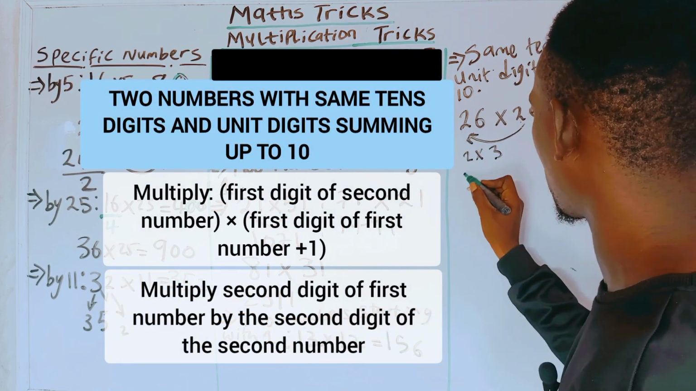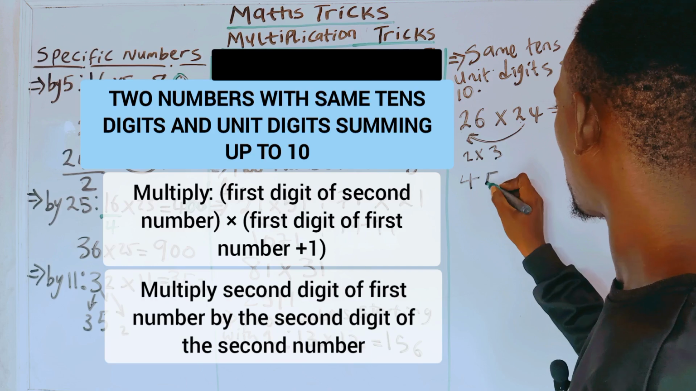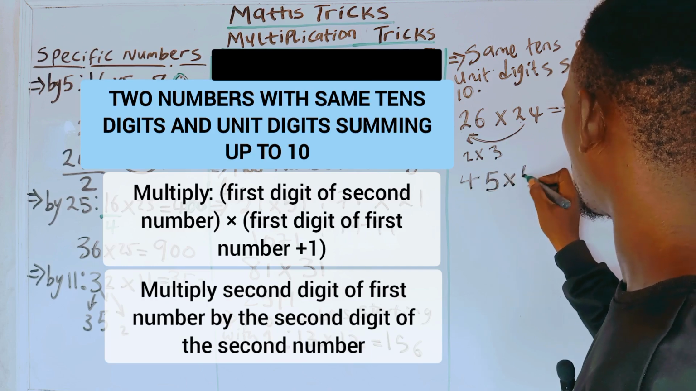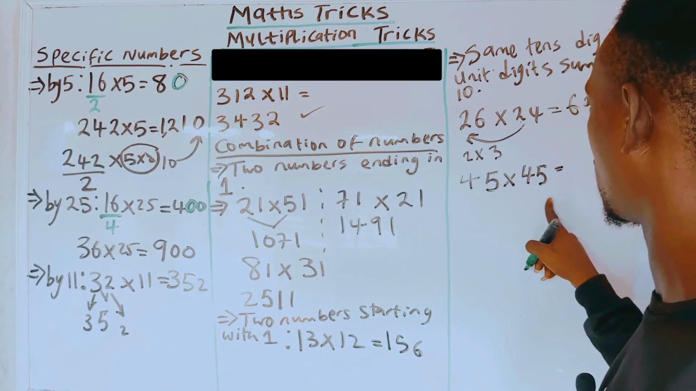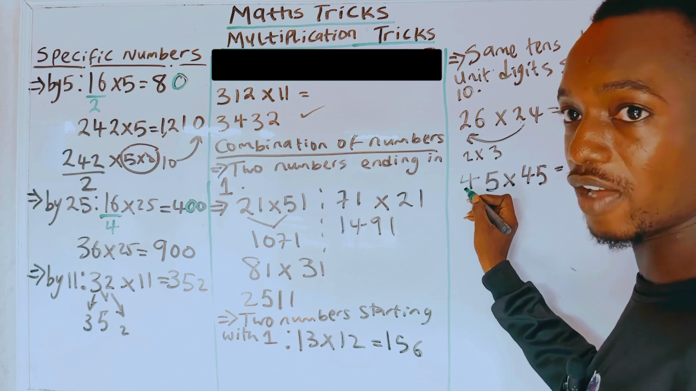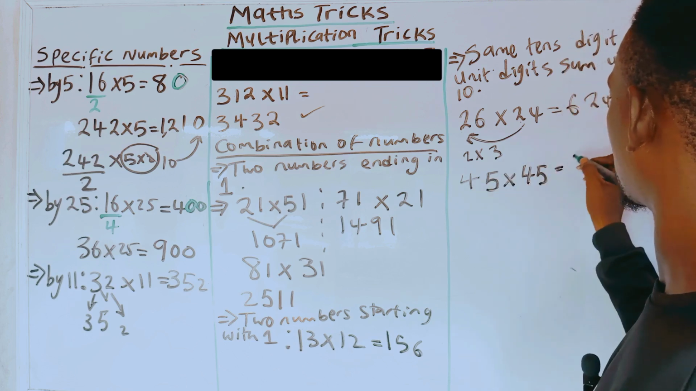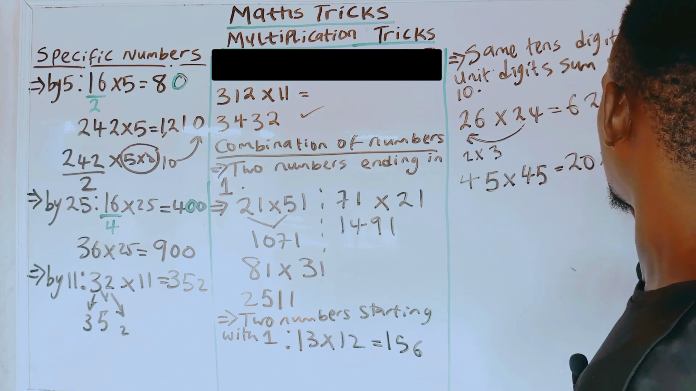Let's see another example. Let's say we have 45 times 45, for example, because 4 and 4 are the same, and 5 plus 5 gives us 10. So it will be 4 times 5. That's 1 plus 4. That's 4 times 5, which is what? 20. Then 5 times 5 is 25.